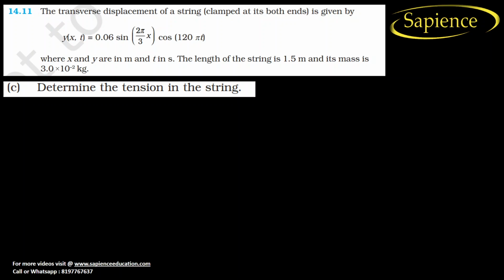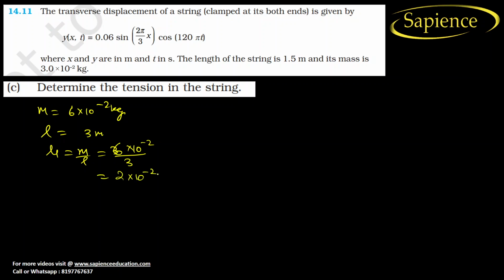Determine the tension in the string. Now it is very challenging to find the tension in the string. We have already got all the values, so let us put the values here. We have mass, 6 into 10 to the power minus 2 kg. Length of the string is 3 meter. And mu, that is mass by length, is 6 into 10 to the power minus 2 divided by 3. So this will be 2 into 10 to the power minus 2 kg per meter.